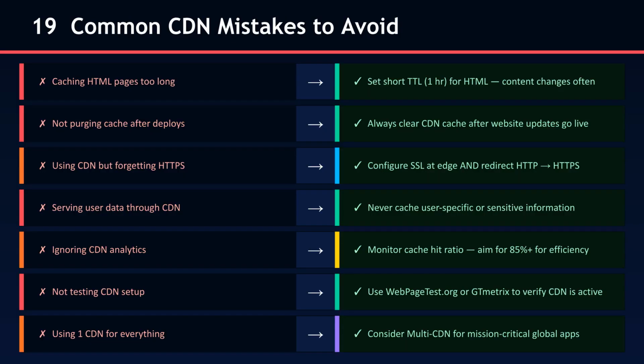To maximize CDN performance, avoid common mistakes. Set short TTLs for frequently changing content like HTML. Always purge the cache after deployments to ensure users see the newest version. Secure your CDN with HTTPS and never cache user-specific or sensitive data.